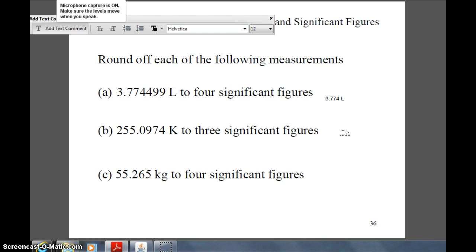Next, 255.0974 up to 3 sig figs. And so again, you're going to start from the left hand side and count only 3. That will come out to be 255 Kelvin, because after the decimal the number is 0, which is going to be less than 5, and hence you round it down in this case. Finally, the last answer will come out to be 55.27 because you need 4 significant figures in this case.